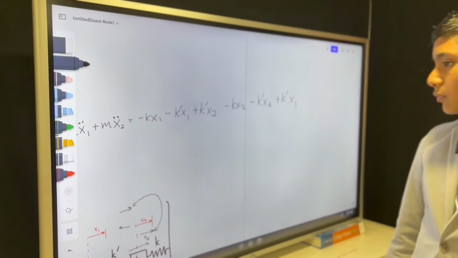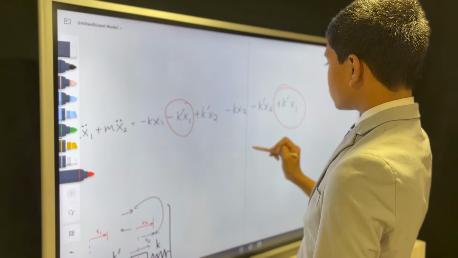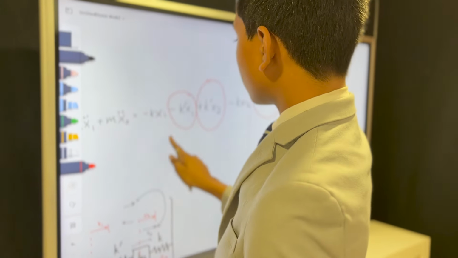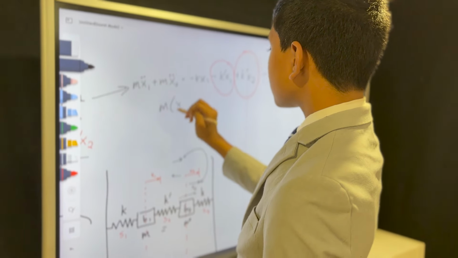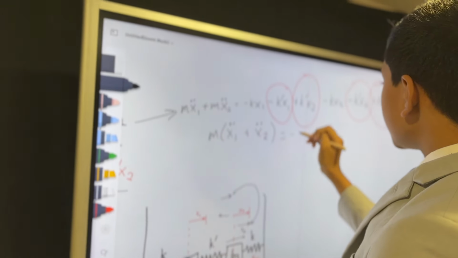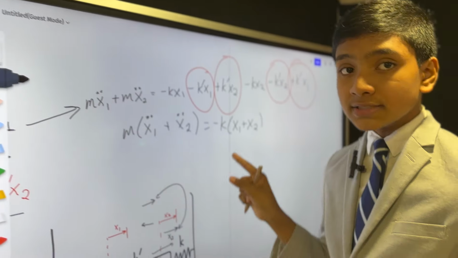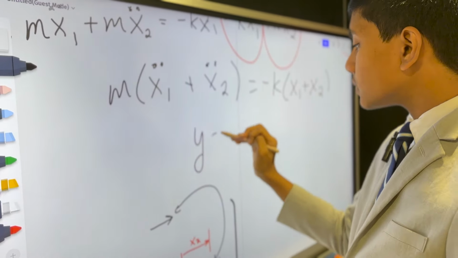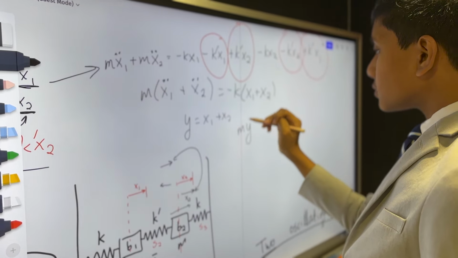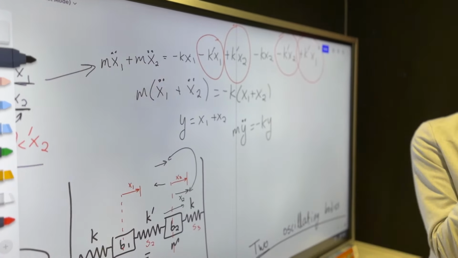So then you'll notice some of our terms cancel out. Namely, these ones as well as these ones. So what do we get? Well, in total, we just get m times x1 double dot plus x2 double dot is equal to minus k times x1 plus x2. So now all we need to do is define a function y to be equal to x1 plus x2. Then this reduces to m y double dot is equal to minus k y. So this is pretty simple to solve.